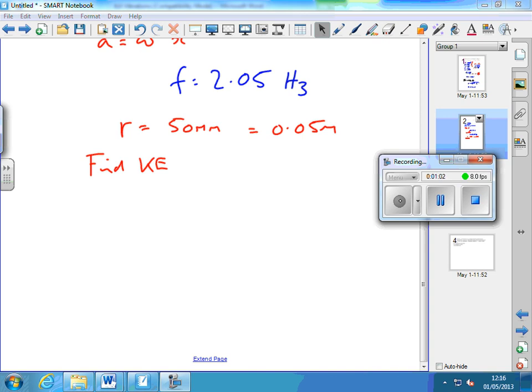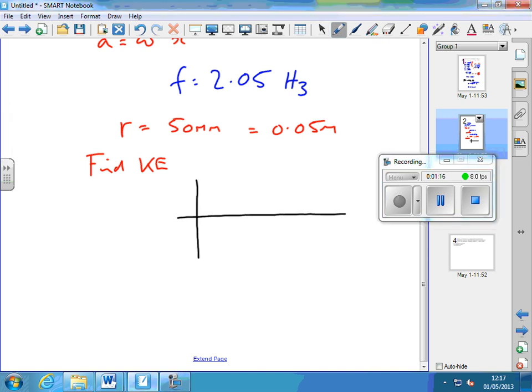So for the second part, we're given that the amplitude is 50 millimeters, which is 0.05 meters, and we've got to find the kinetic energy as it passes through the midpoint. So if we think about this oscillation, simple harmonic motion, which will look a little bit like this, as it passes through its midpoint, that's when x equals 0.